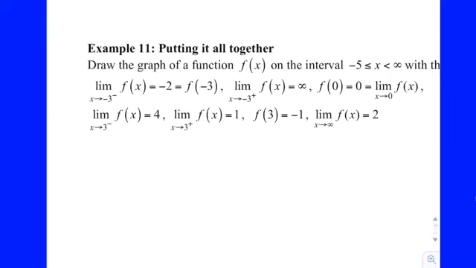Hint, start by drawing an x and y axis. And then look at the x values that we're talking about. You have to kind of make that graph have that behavior.